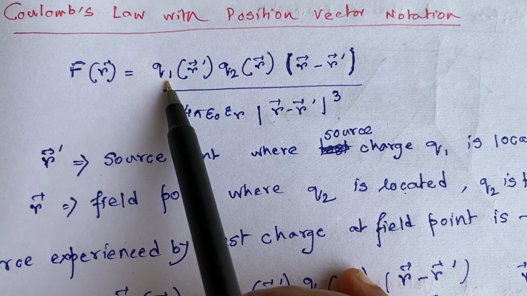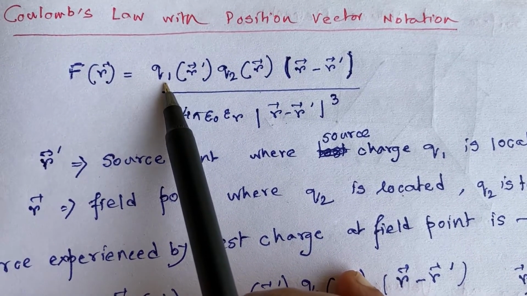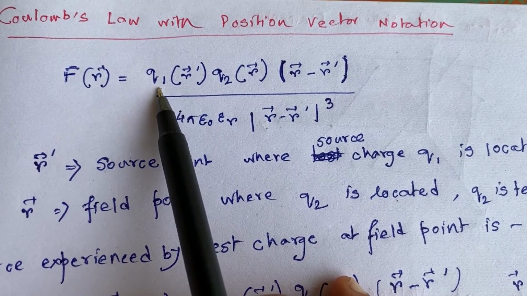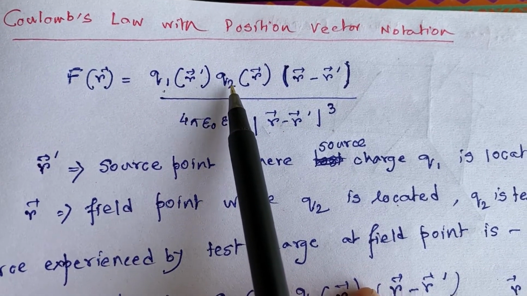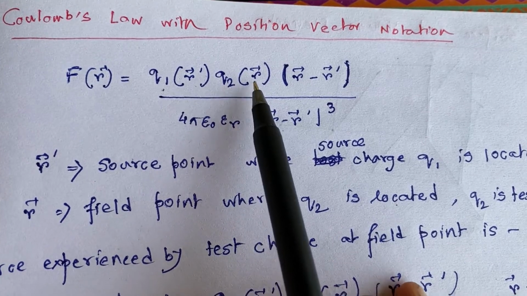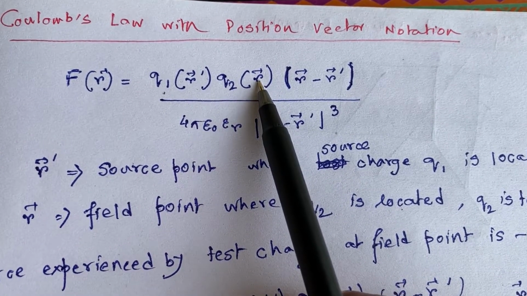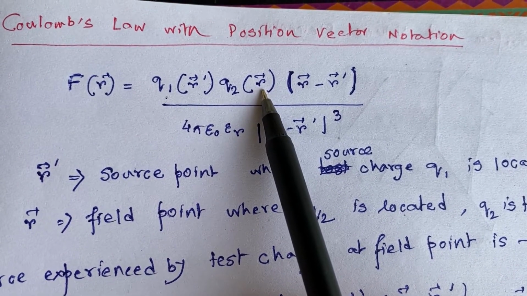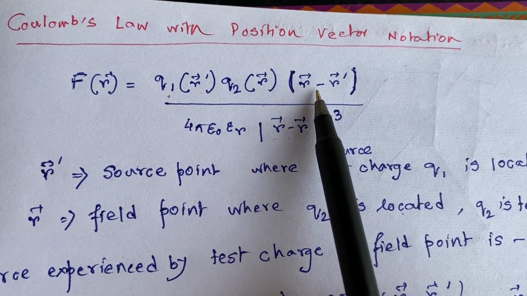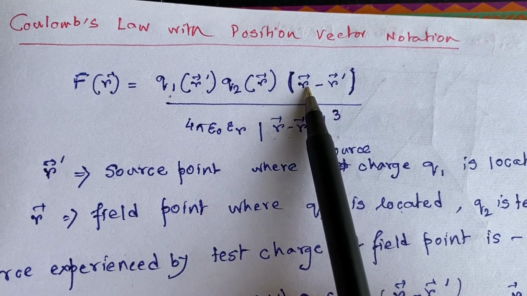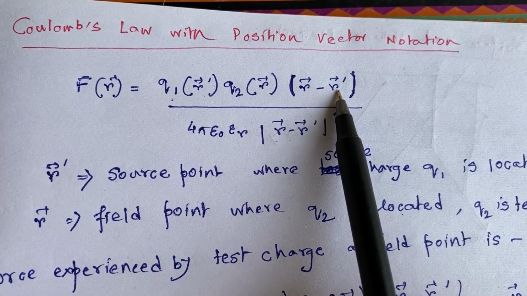Suppose this Q1 is a source charge and the source is located at R prime. This is Q2 charge, this is the test charge, and its location is R. R is fixed and their separation is denoted by R minus R prime.